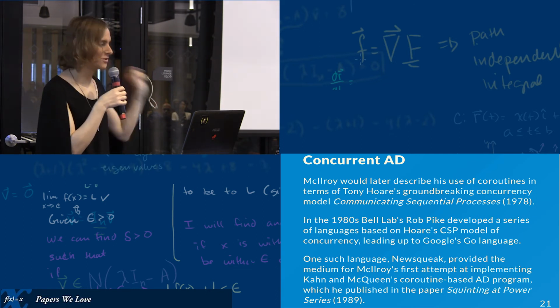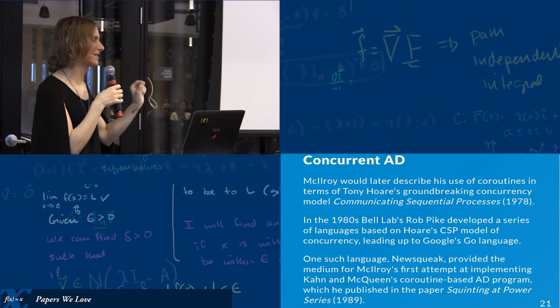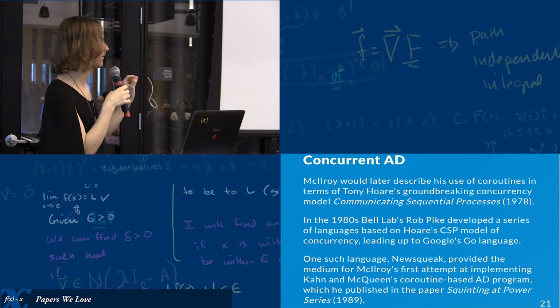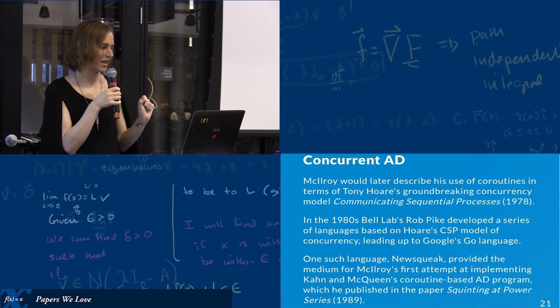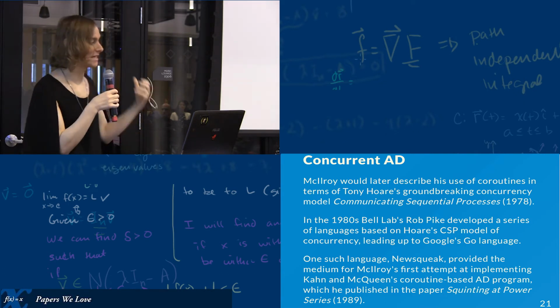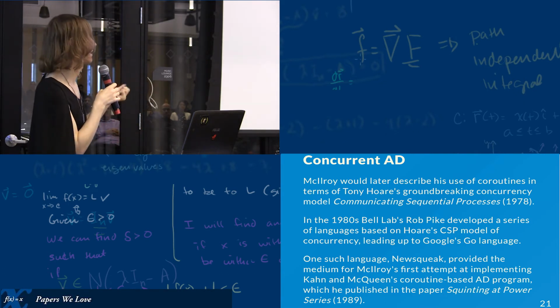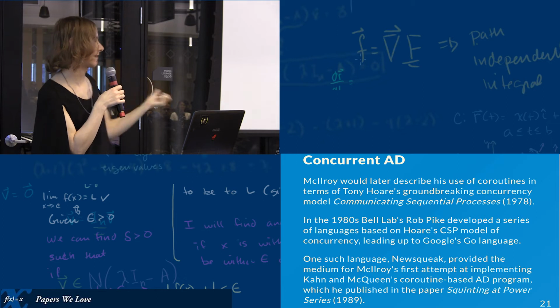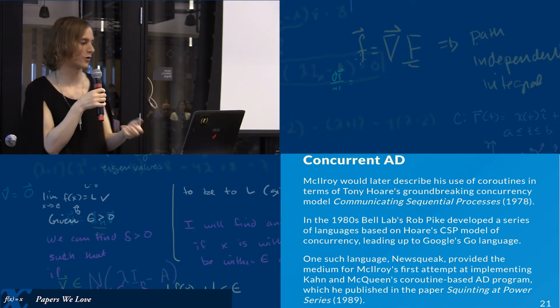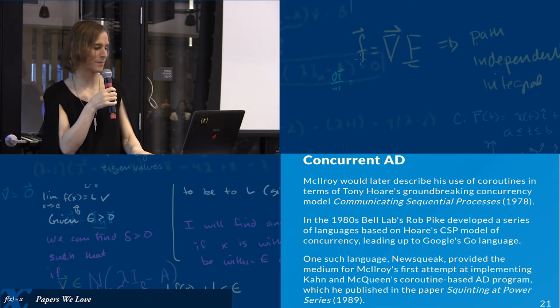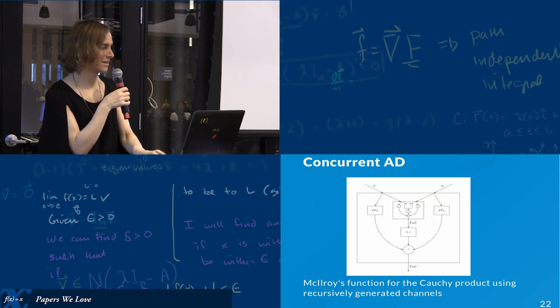One of those was called NewSqueak, and it's called that because it's a CSP-based concurrent version of the Squeak dialect of Smalltalk, and this provided the medium for McIlroy's first attempt at implementing coroutines, a coroutine-based AD program, which of course there wasn't code for, and he published this in a 1989 paper, Squinting at Power Series.